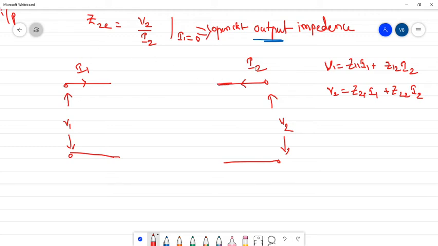Okay, so here V1 we already have taken. What is the first parameter here? Z11 I1. I1 we have taken here, Z11. Z11 is nothing but input impedance. Impedance is nothing but a resistance. Here I am going to draw the impedance. Impedance I am showing like this, or you can replace it with a resistance also. Okay, this is the value of Z11.